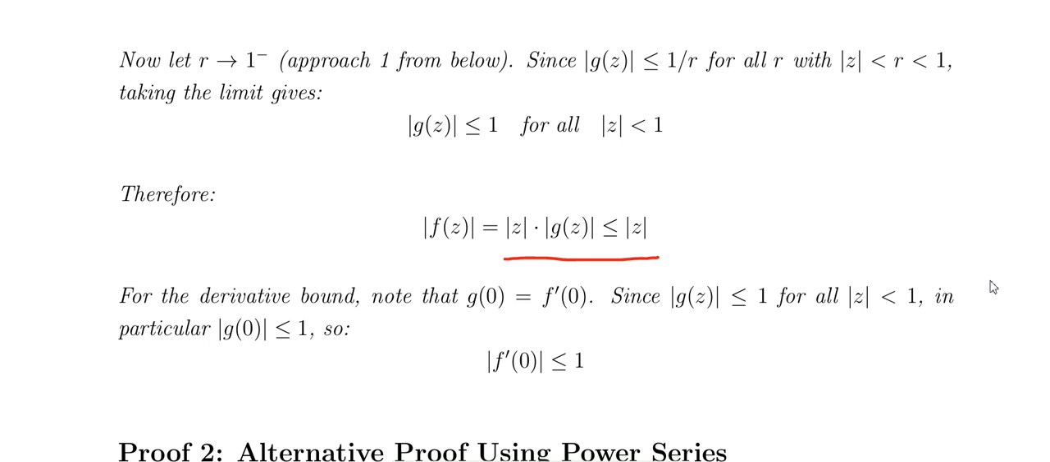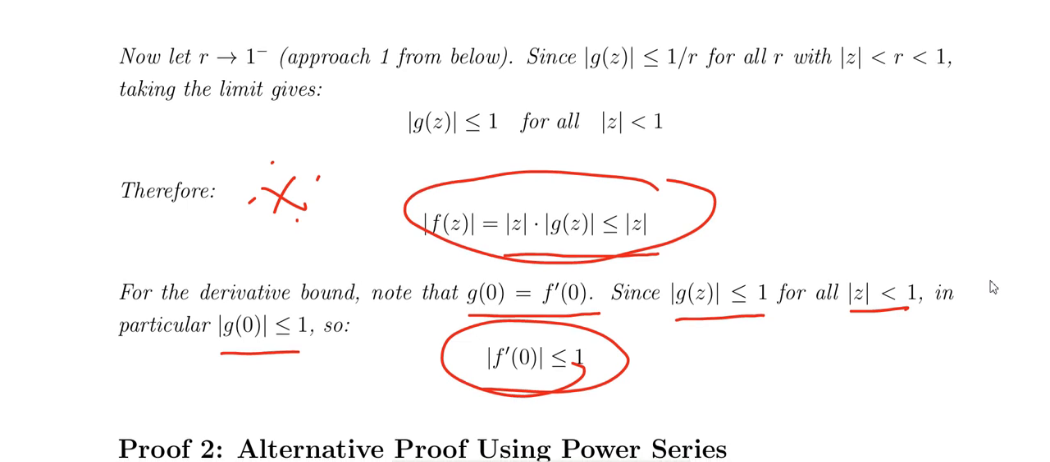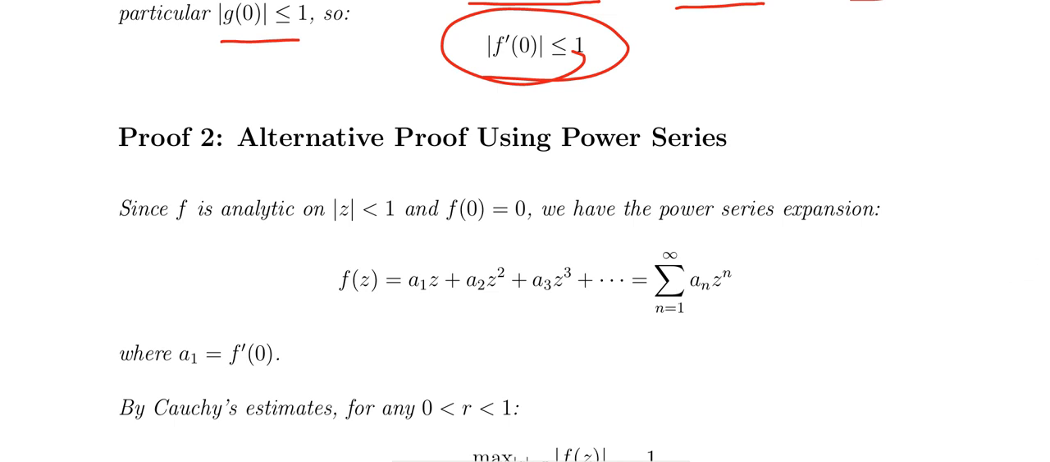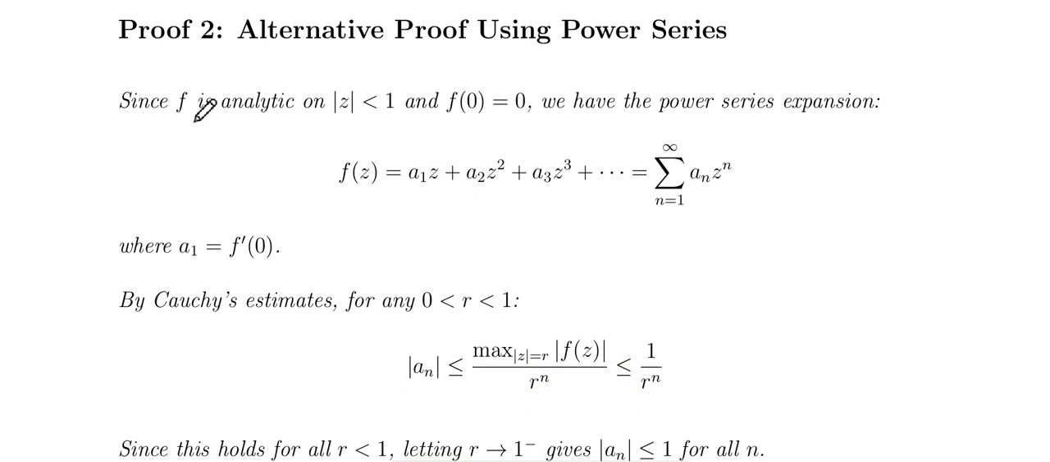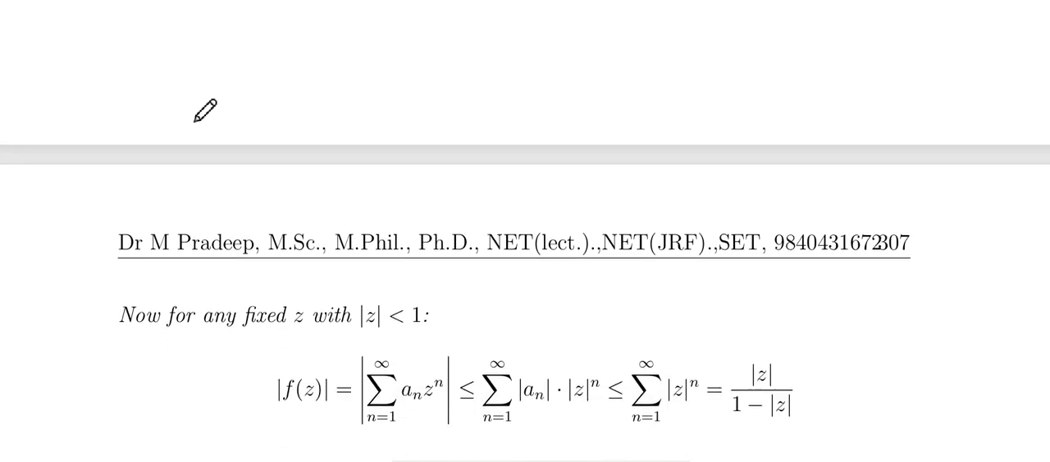So the derivative is bounded, mod of g of 0 equal to f dash of 0. So mod of g of z less than or equal to 1, mod z less than 1 னா அப்பனா mod of g of 0 less than or equal to 1, அப்பனா mod of f dash of 0 is less than or equal to 1. So these are results. நீங்க ரிசல்ட்டா ஞாபகம் வச்சுட்டாலும் okay, that is better. I thought that is best, the first method.